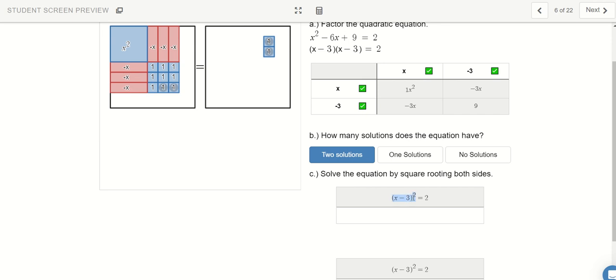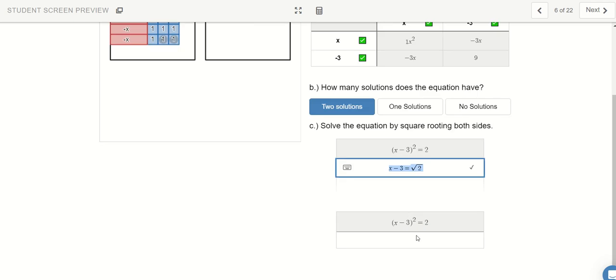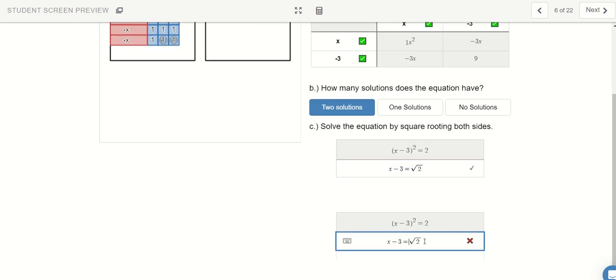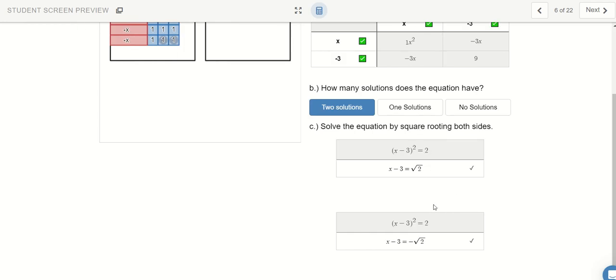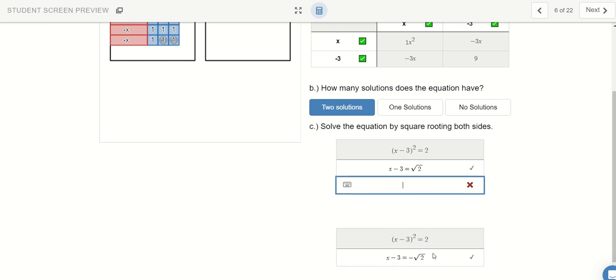Remember when we square root both sides, you either get square root of 2 or negative square root of 2. Again, we're going to leave our answers exact because square root of 2 is not a nice number. Square root of 2 is 1.4. And we know that 1.4 times 1.4 is going to be 2, or negative 1.4 times negative 1.4 will be 2. So we're going to leave our answer as 2 different answers, a positive and a negative version.